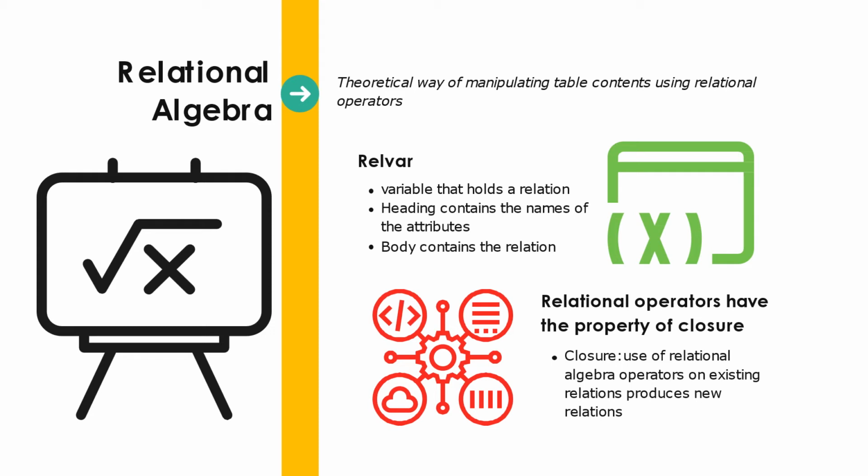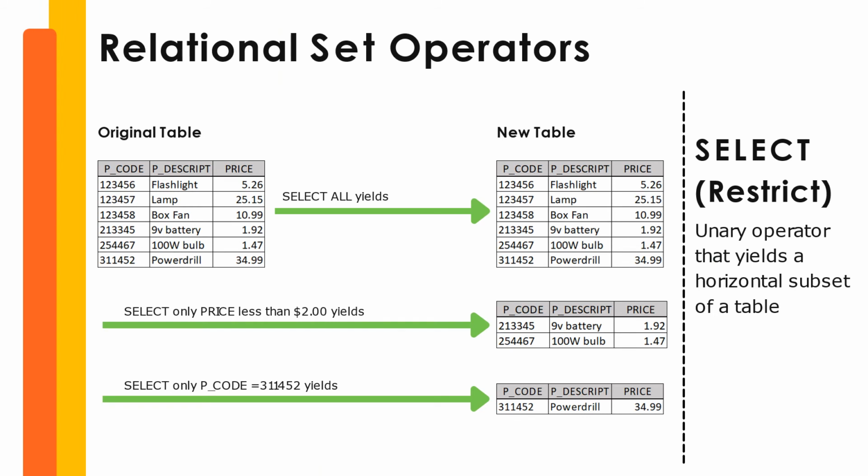The relational operators have the property of closure, closure being that the use of relational algebra operators on existing relations produces new relations or tables. The first relational set operator is the select or restrict. It is a unary operator that yields a horizontal subset of a table. In this example, the original table has P code, P description, and price. If you select all, it will yield the same table, but as you can see, it is a new table that is derived from the original table.